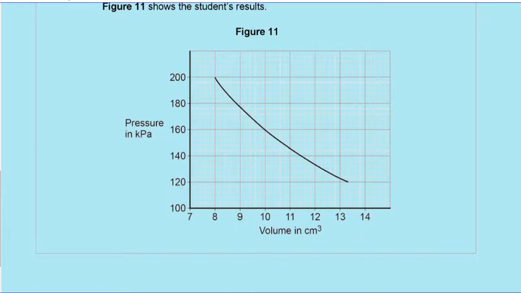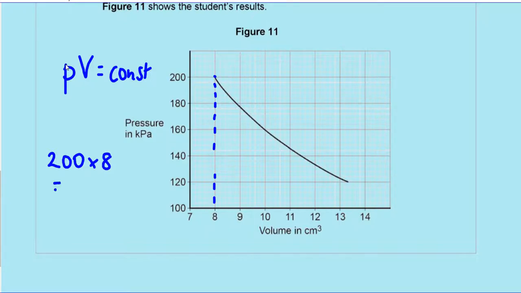Okay, so what we're looking to do is to show the inverse proportionality. In other words, to show that the pressure times the volume is a constant. Okay, now we can do that just by picking 2 points if we pick them quite carefully. So first of all, let's pick this point here where we've got a pressure of 200 and we've got a volume of 8. So 200 times 8 gives us 1,600. Okay, so that's 1 point.